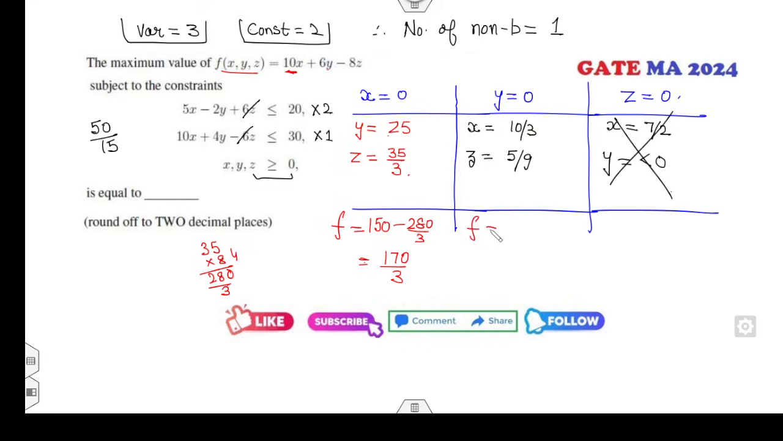If you look at this value, y is equal to 0, x is 10 over 3, 100 over 3 minus 40 over 9. 9 is the LCM. 300 minus 40, that is 260. So that answer will be 260 over 9, and this answer will start from 5 point something. So the right answer is, because your target is to find the maximum value, 170 divided by 3 is the correct answer.